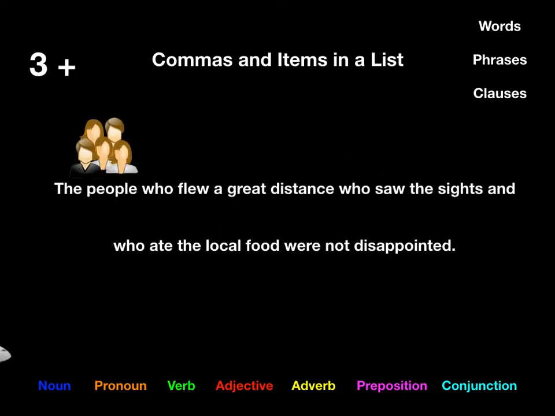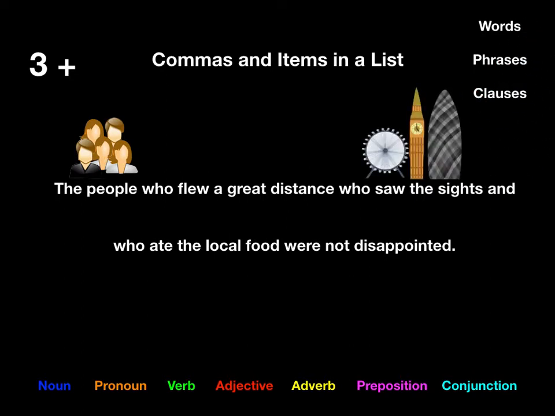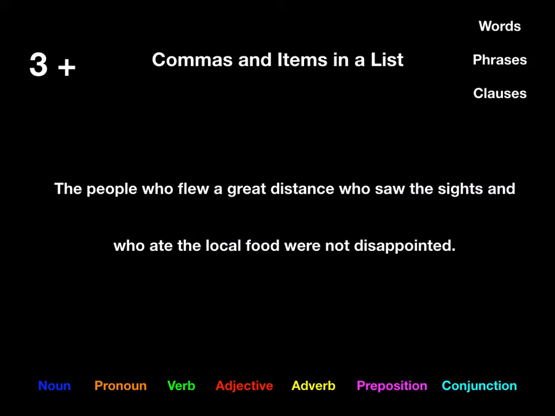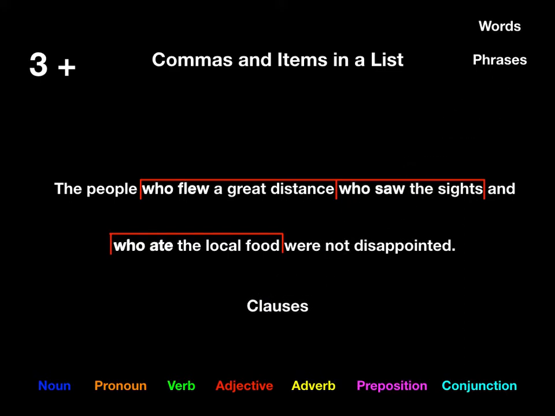The people who flew a great distance, who saw the sights, and who ate the local food were not disappointed. Within this sentence, we'll note that there are 3 clauses: who flew a great distance, who saw the sights, and who ate the local food. We know these are clauses because each possesses a subject and a verb: who flew, who saw, and who ate.